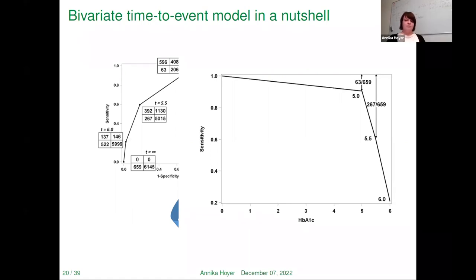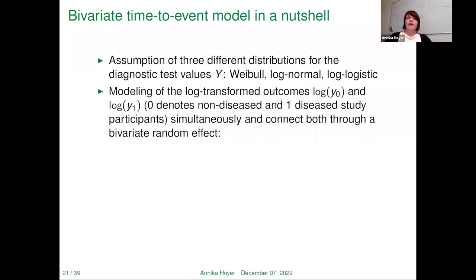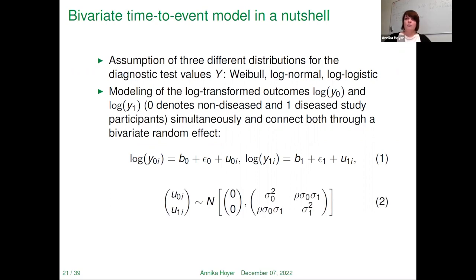And if we aim for an appropriate statistical approach, we use methods from survival analysis that can account for interval-censored data. And this is the whole idea behind the model. And then we have some statistical parts. We often use a frequentist approach. So we make some distribution assumptions and we assume that our diagnostic test values, our HbA1c values, are either log normal or log logistic distributed. Then we model the log-transformed diagnostic test values in the population of diseased and non-diseased simultaneously and connect them by a random effect to account for the fact that there might be some correlations between them.